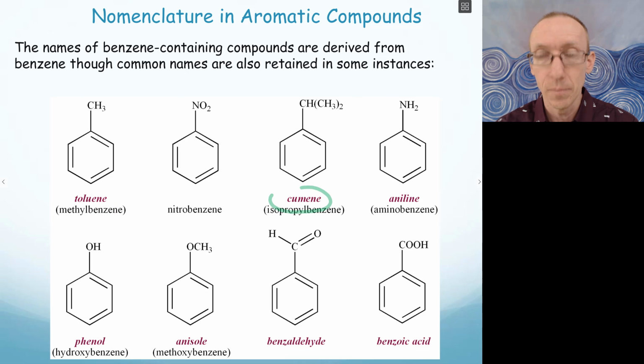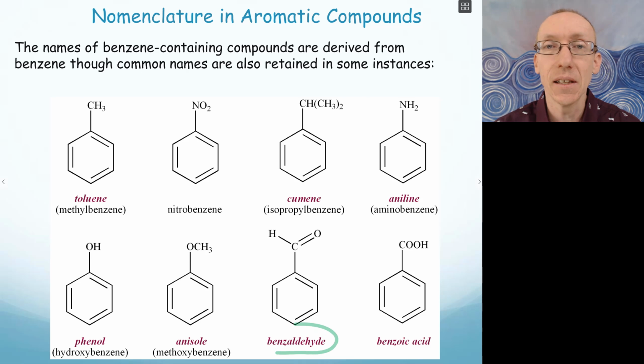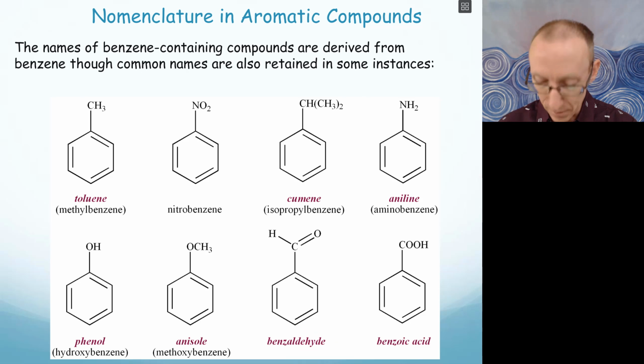Cumene is isopropyl benzene. Aniline is aminobenzene. Hydroxybenzene is phenol. Methoxybenzene is anisole. The aldehyde substituted benzene is benzaldehyde, which is from almonds. And the simple carboxylic acid is benzoic acid.